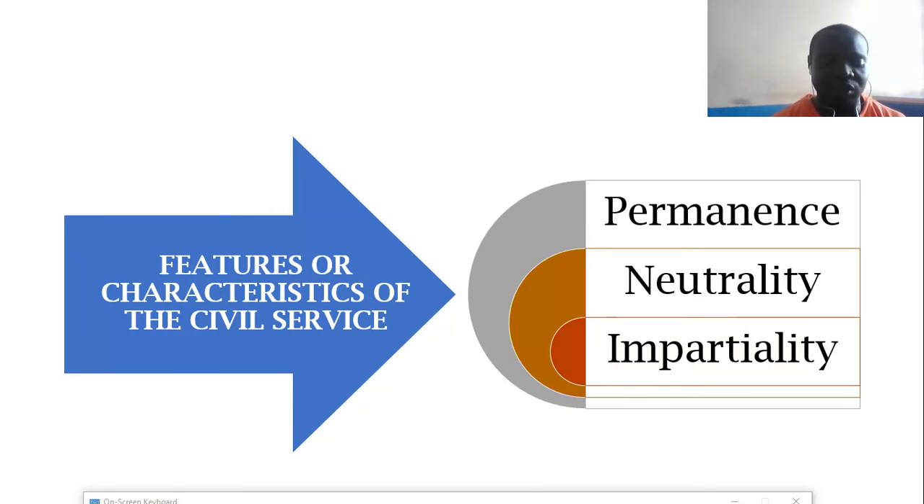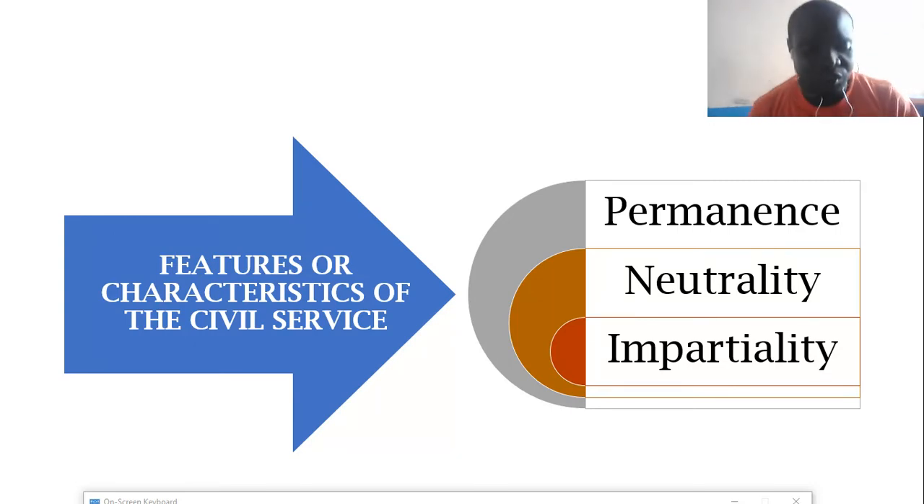It also implies that the establishment is permanent, and the employees enjoy what we call security of employment. They don't have tenure like elected politicians or maybe appointees, but they enjoy full tenure till they retire.